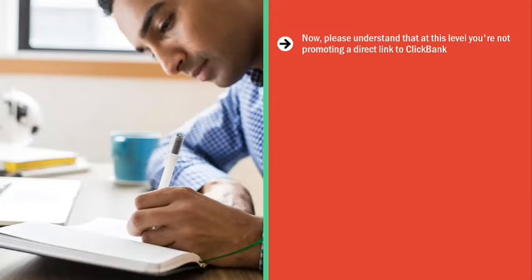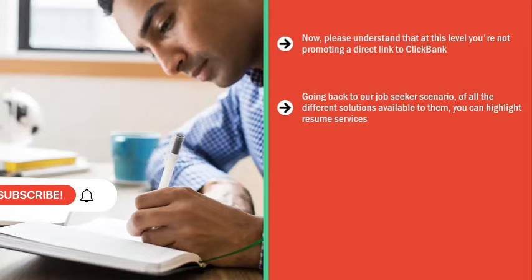Instead, you are going to play up a category of options that contain the product that you will ultimately promote to your prospect. Going back to our job seeker scenario, of all the different solutions available to them, you can highlight resume services. You can spell out the advantages and disadvantages as well as show case studies why this is the easier and more realistic option compared to others.